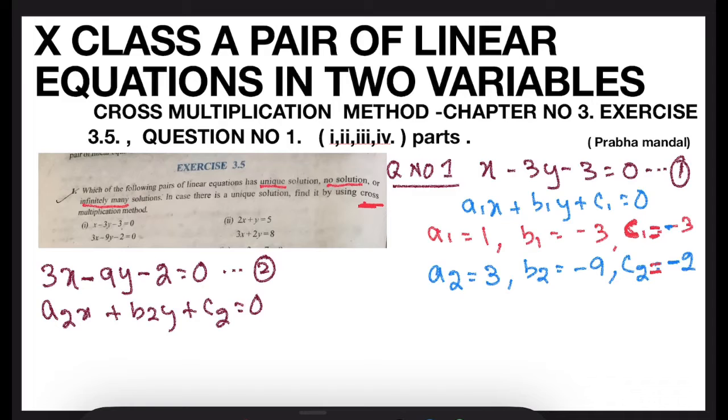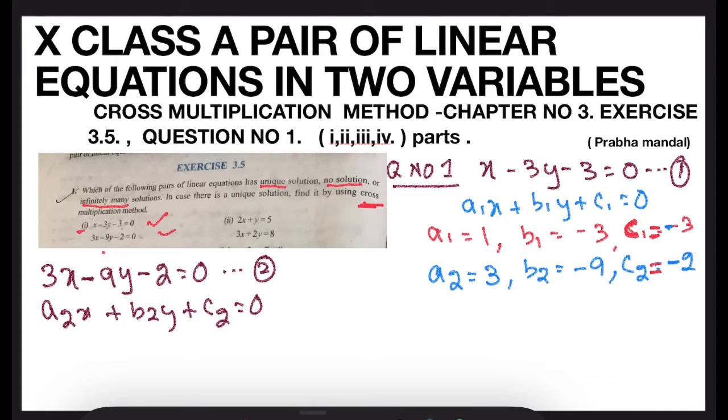Before that, he is asking whether this pair of equations has a unique solution, no solution, or many solutions. Let us see. To find this, the first step is to see the equations and convert them into standard form. What is our equation? x minus 3y equals 0 is the first, and 3x minus 9y minus 2 equals 0 is the second. We have to see whether they are in standard form or not. It is already in standard form.